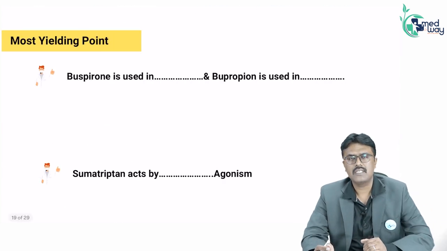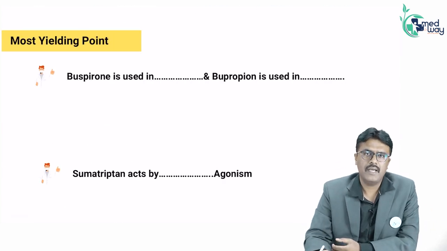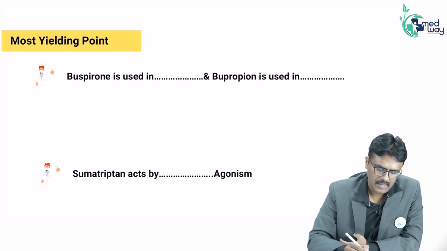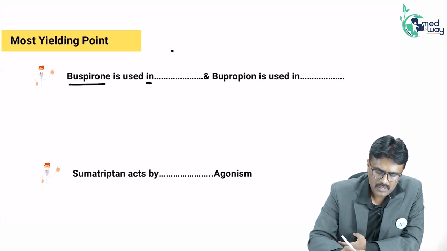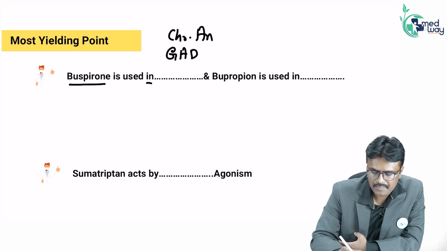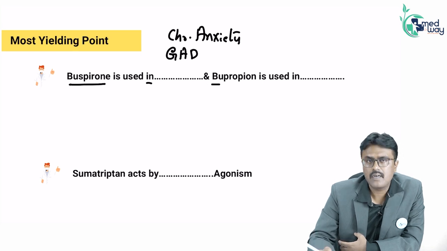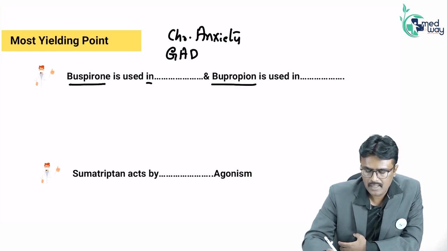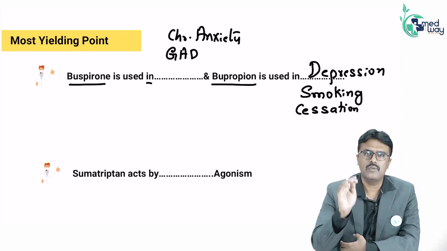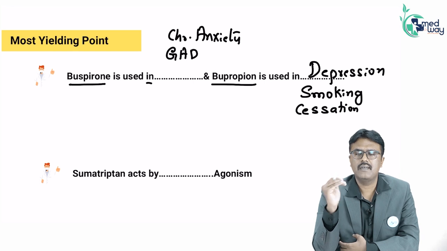Okay, sir. Now, once we have done the serotonin and the migraine drugs, let us do some high yielding points and let us clarify certain things here. Buspirone is used in where? It is used in general anxiety disorder, and also in chronic anxiety. But don't confuse it with the drug bupropion, which is an NDRI, and it is used in depression and smoking cessation. So I told you, bus, think of the snake. When you see the snake, anxiety.